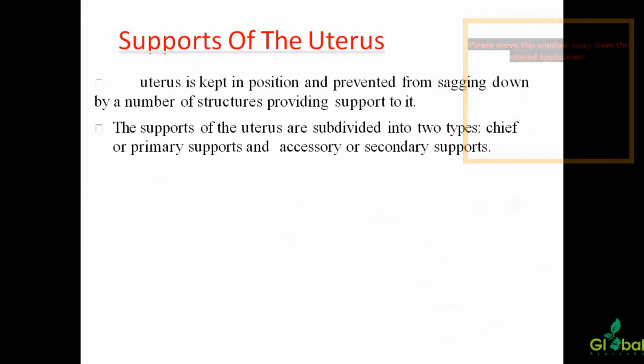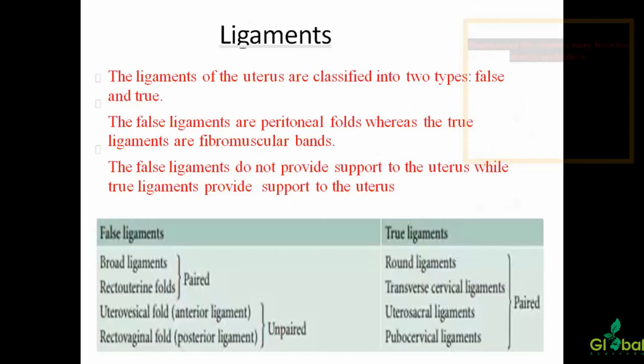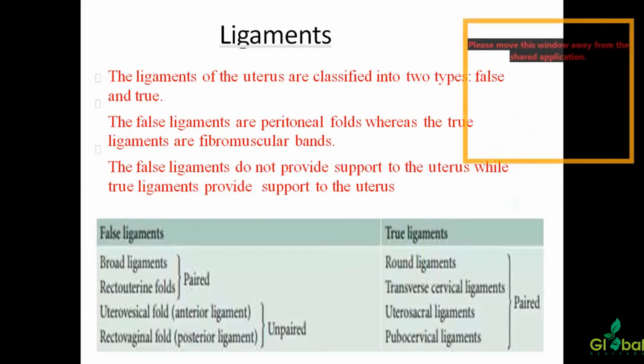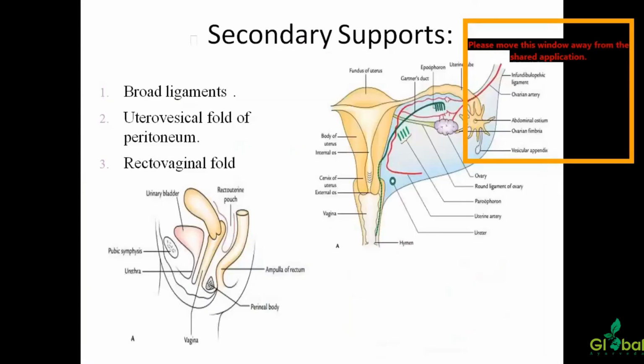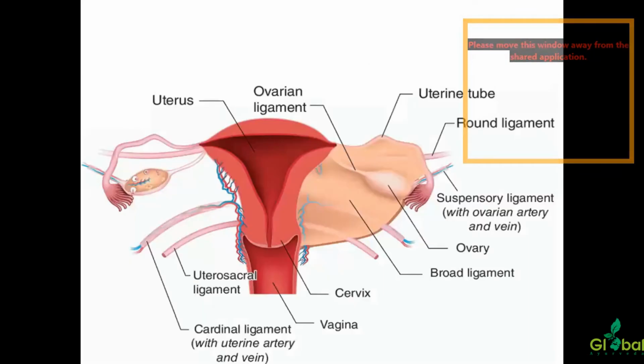Then coming to the supports of the uterus, we know there are mainly two types, that is primary support and secondary supports. Then coming to the false ligaments and true ligaments. False ligaments consist of the broad ligament, recto-uterine fold, uterovesical fold, and recto-vaginal fold, and true ligaments consist of the round ligament, transverse cervical ligament, uterosacral ligament, and pubocervical ligament. Okay, then secondary support is mainly by the broad ligament, uterovesical fold, and recto-vaginal fold.